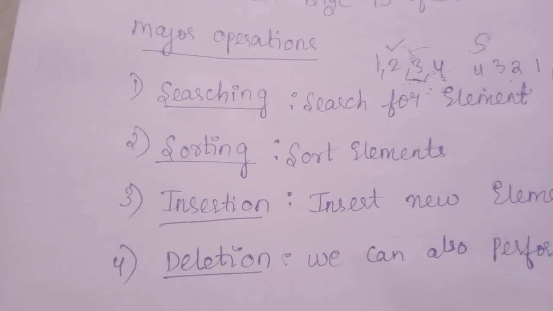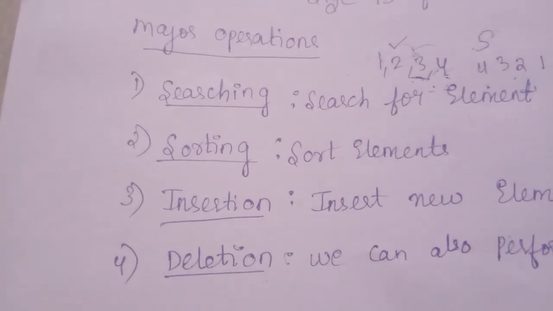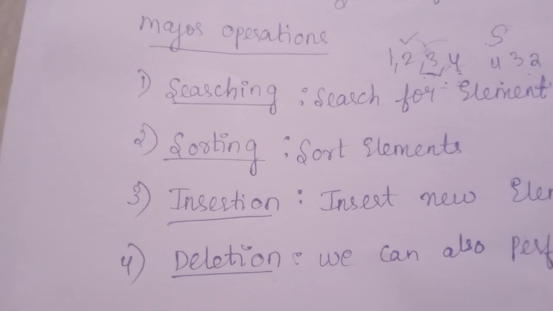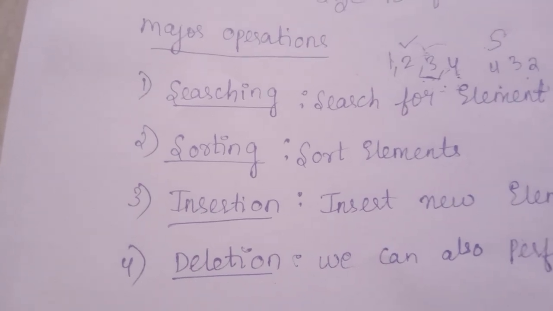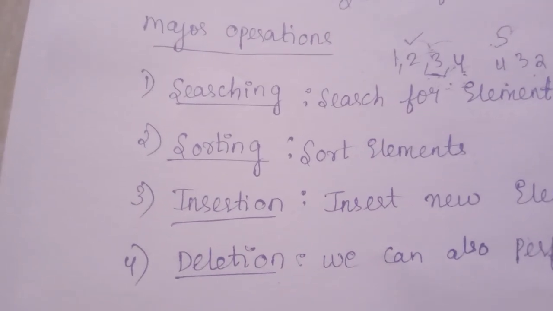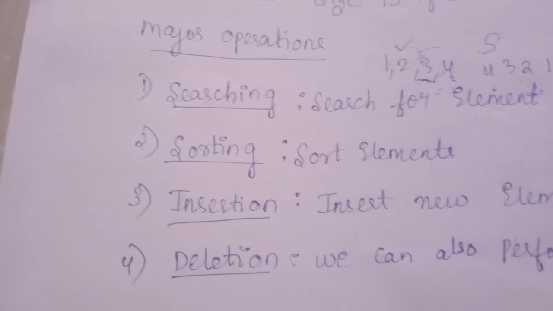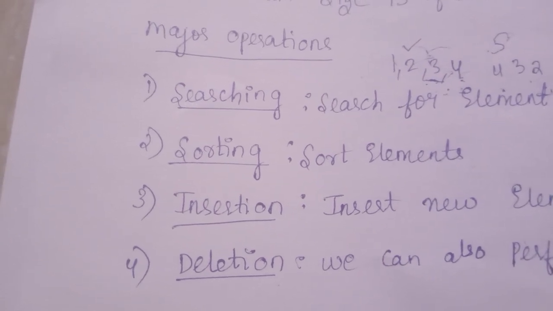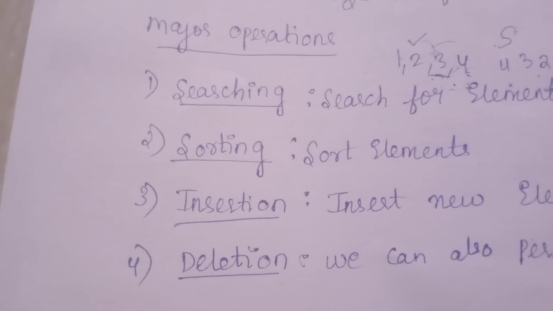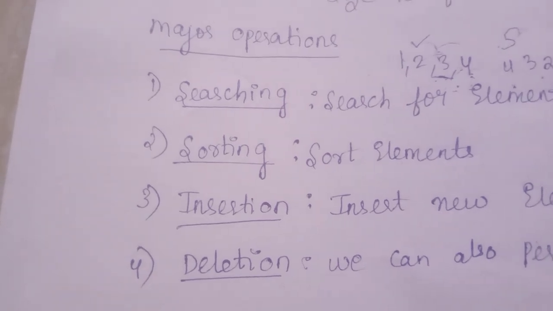So far we have discussed what data structures are and what the types of data structures are. We have seen primitive data structures and non-primitive data structures, and we also saw that non-primitive is classified into linear and non-linear data structures, with some examples. The data structures classification we have also seen.